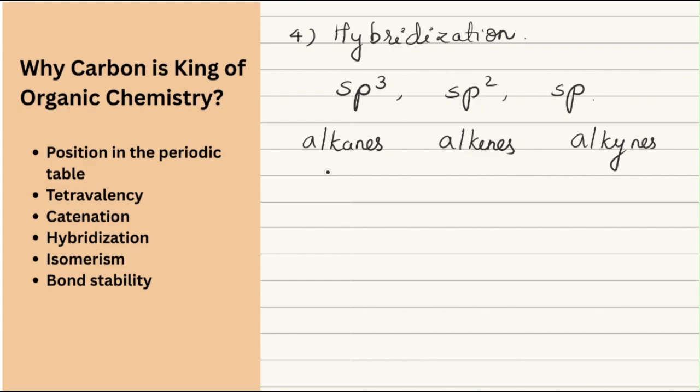Because it forms different hybridizations, each compound will have different types of bonds. What does that mean? The alkanes will have single bonds in them, alkenes will have double bonds, and alkynes will have triple bonds. Because carbon can form single, double, and triple bonds, the probability of forming more and more compounds will also increase.